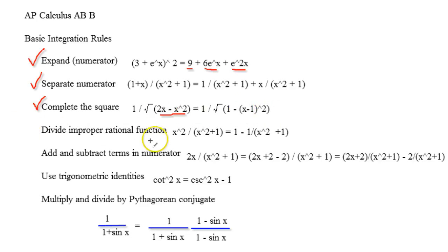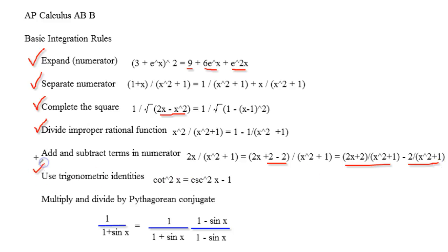Alright, divide improper fraction rational functions. Okay, improper rational functions. In other words, just go ahead and start dividing it and start working with it. Okay, so that's actually some really cool techniques right there too. Also, add and subtract terms in the numerator. In other words, decompose it. And basically, if you just add 0 to it and then just work across, you'll be able to break apart the top into two fractions, or break apart the whole thing into two fractions.